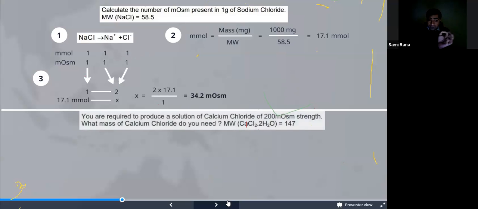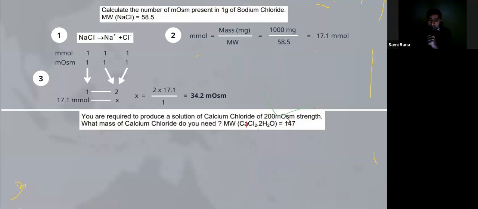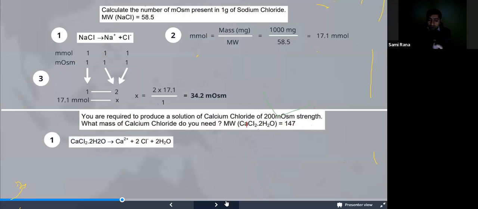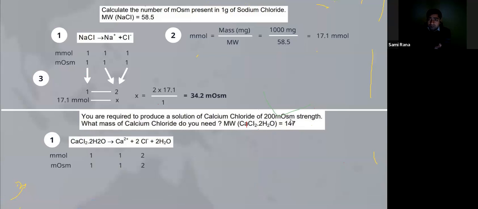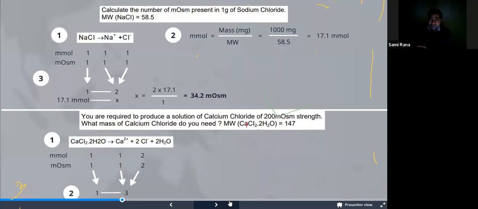Let's take a look at another example of milliosmoles. You are required to produce a solution of calcium chloride of 200 milliosmol strength. What mass of calcium chloride do you need? The molecular weights are always going to be given here. Let's see, first of all, write down the equation. Moles and milliosmoles are also going to be the same. We are going to be at the level of milli because in the question we are talking about milli and no other unit so far. So the first step: now we know about the equation.